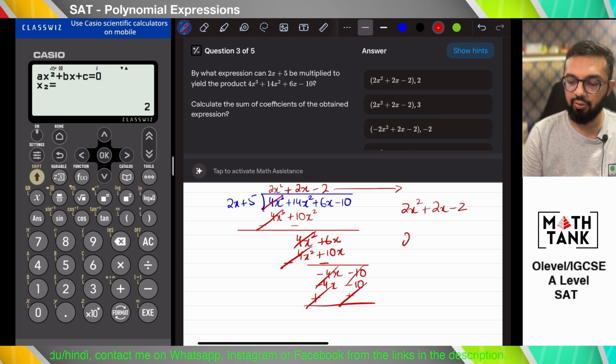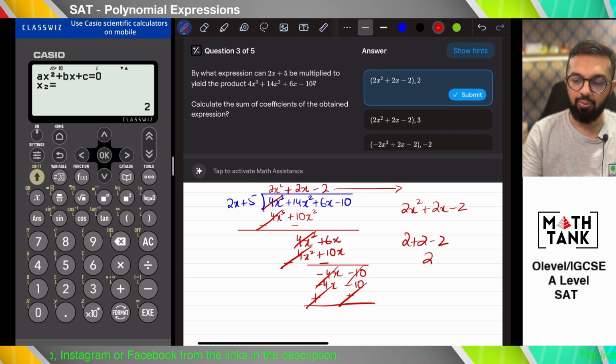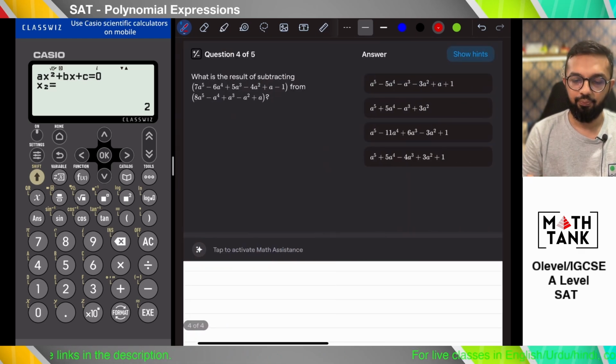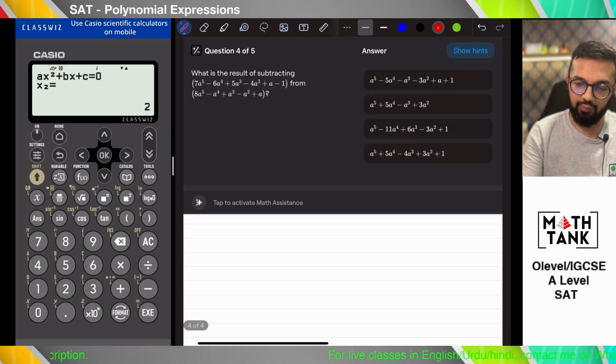Let's add the coefficients: 2 plus 2 minus 2. I get 2. So that should be the correct answer option that I have. And yes. Okay, what is the result of subtracting? So remember that you have to change the signs.